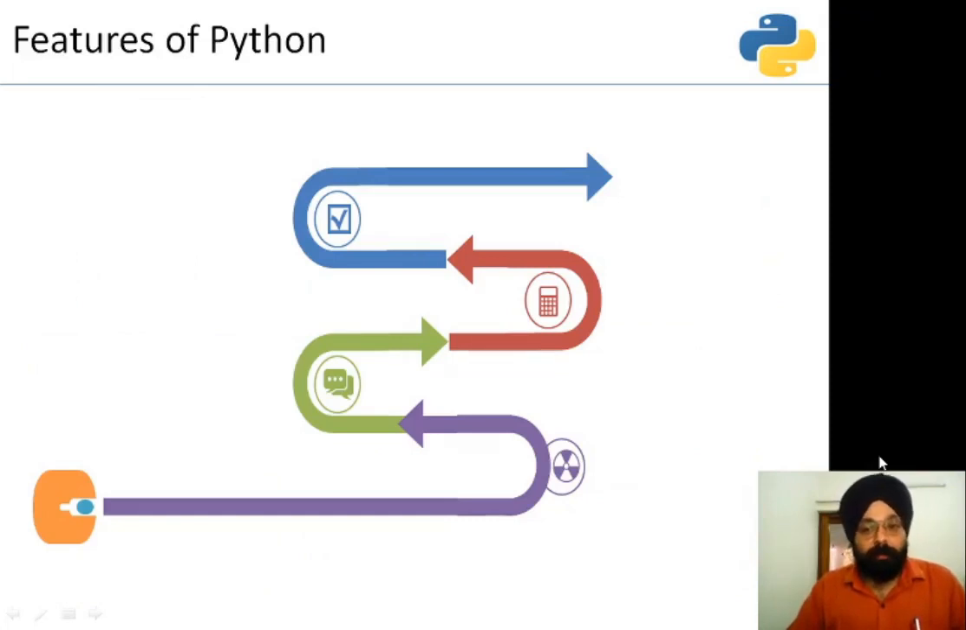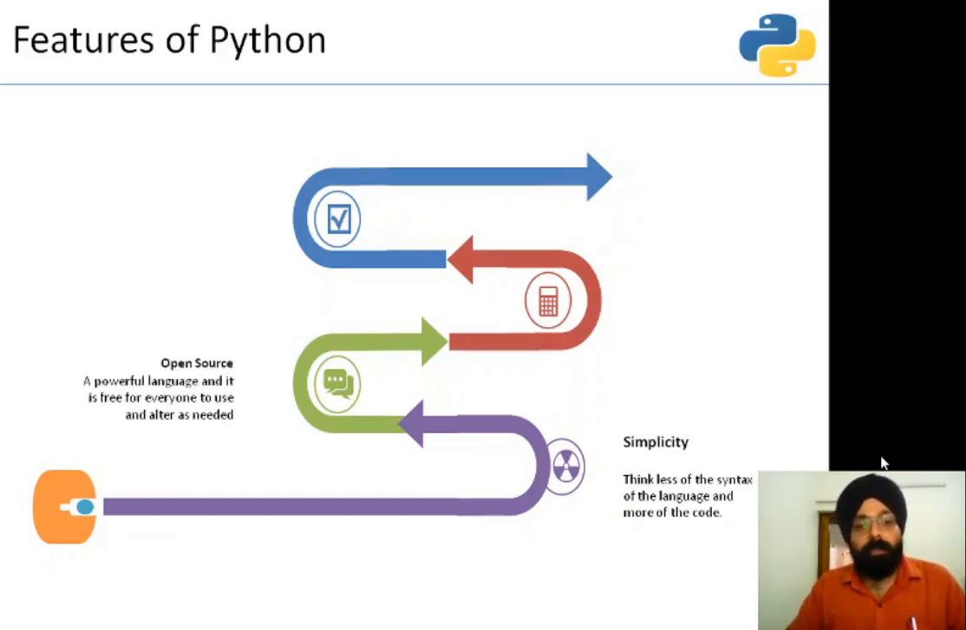There are various features of Python. The first and foremost feature is simplicity. We should think less about the syntax of the language and concentrate more on the coding and the logic of our code. Second is open source. As we all know, Python is an open source programming language. It is free for all. We can use it and alter it as per our need and requirement.